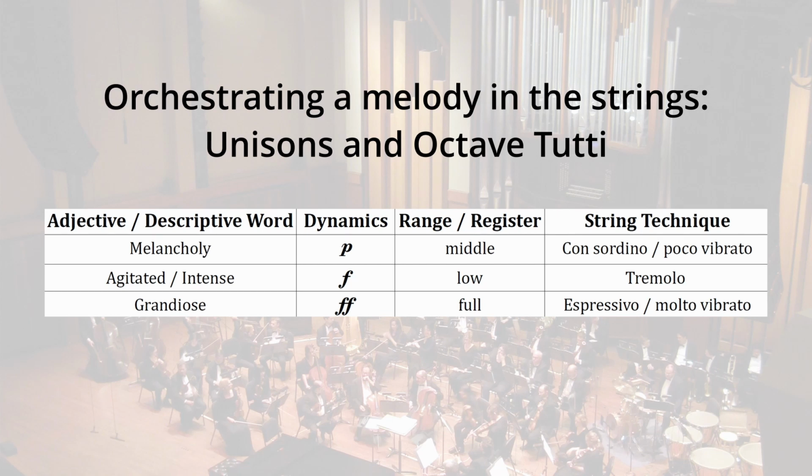It may help to come up with a few descriptive adjectives that might help guide you in your decisions about register, dynamics, and technique. Let's say I wanted my melody to sound melancholic. I might choose a lower dynamic marking, with strings in the middle register, perhaps the violins on their D string, or the violas on either of their middle 2 strings, or the cello on its D string, or some combination of all of them.